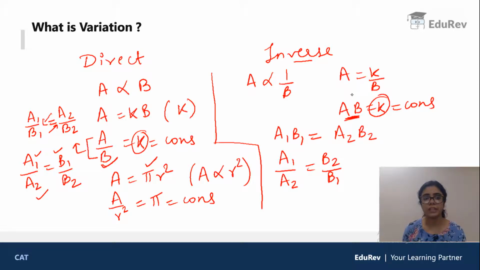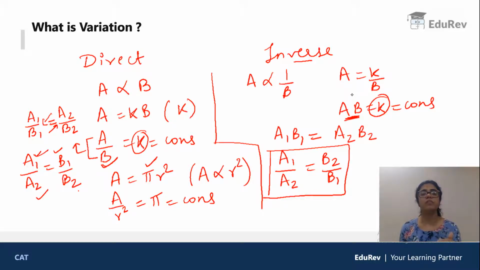So here, what is happening, see: here you had a direct relation, a1 by a2 is equal to b1 by b2. Here you have a1 by a2 is equal to b2 by b1. Again certain values will be given. One of the values will be unknown and you have to find the unknown value. So this is what is inverse variation.